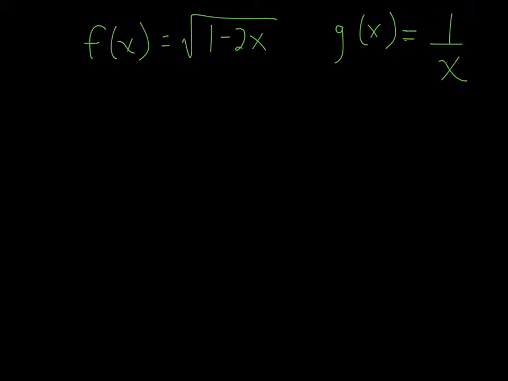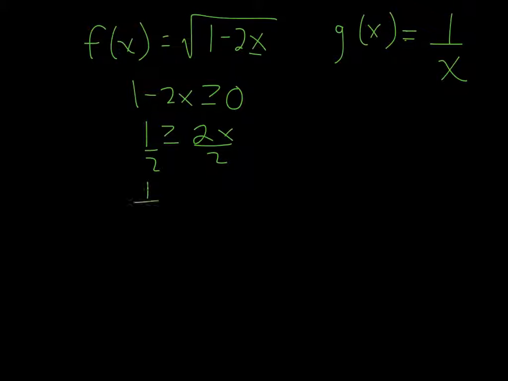Without even doing any operations, I know that x can't be all real numbers here. Looks like, under the denominator, 0 would make that undefined, but let's think about values under the radical. We know that 1 minus 2x has got to be greater than or equal to 0. So in solving this, 1 is greater than or equal to 2x.